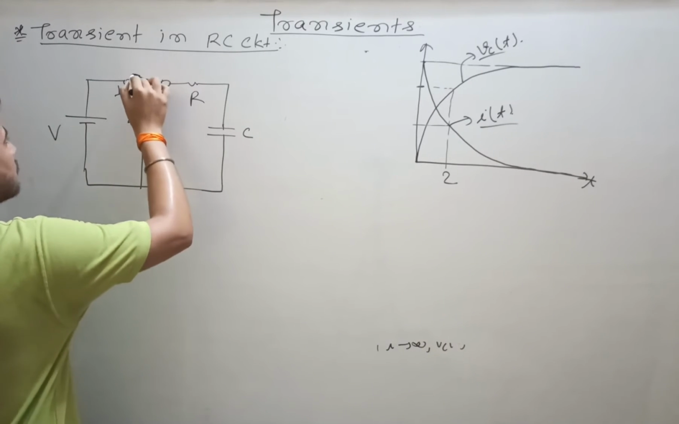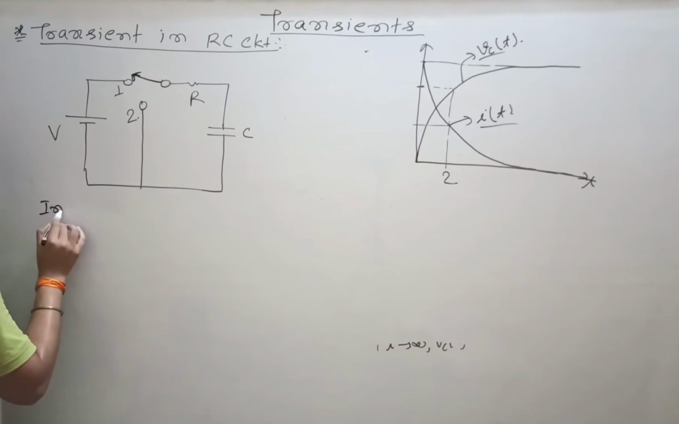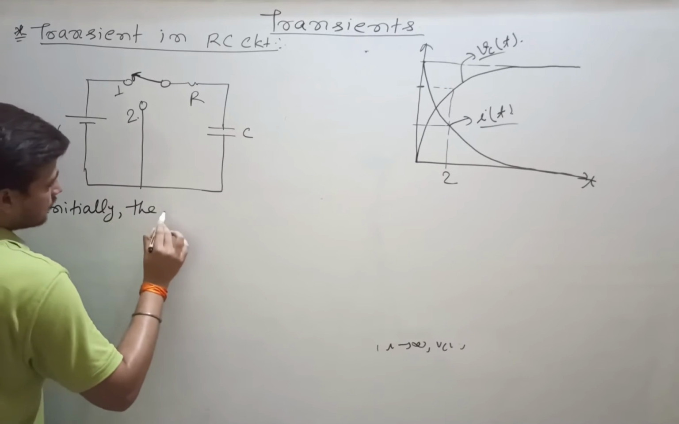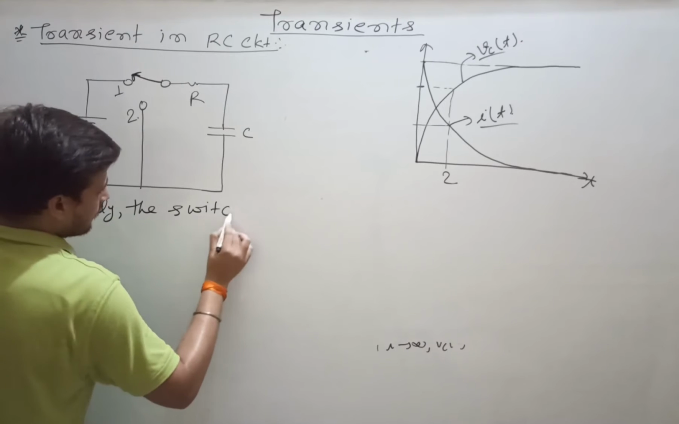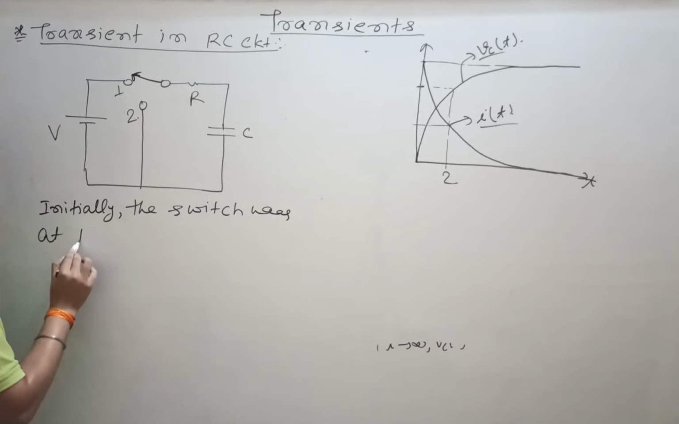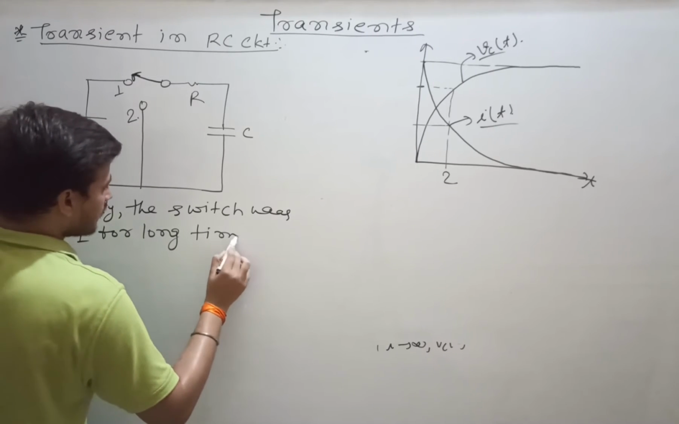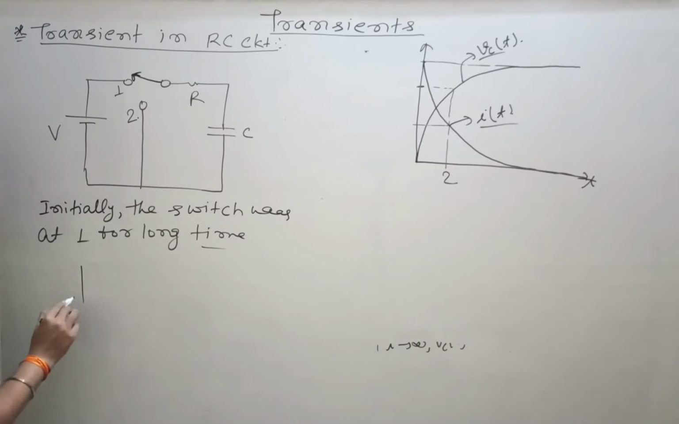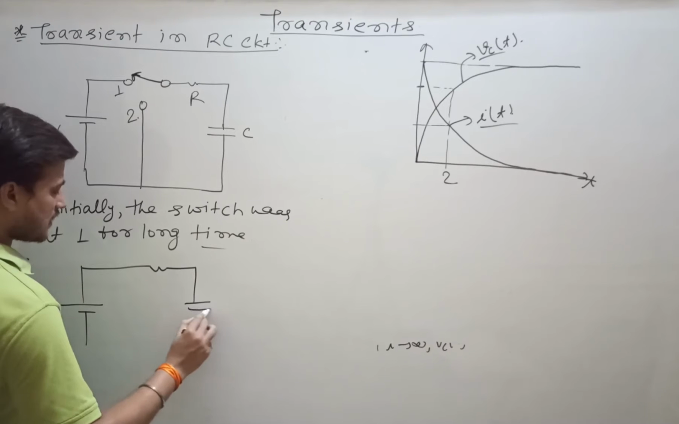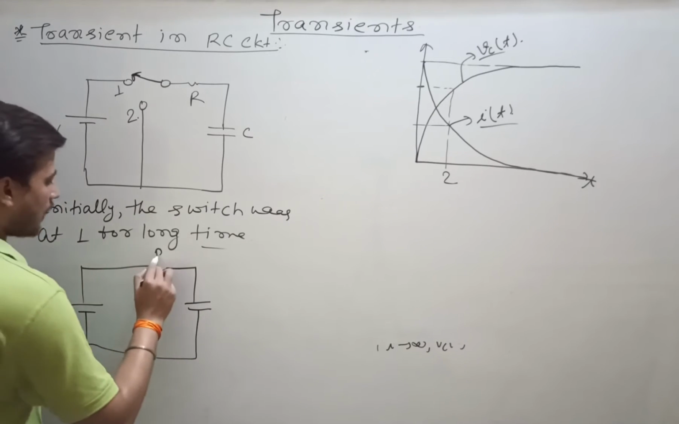Initially, the switch was at position 1 for a long time. So if you draw the circuit for a long time, the circuit will look like this. This is the circuit for long time, RC.